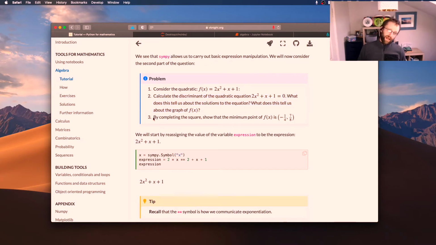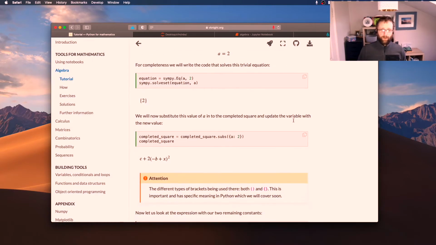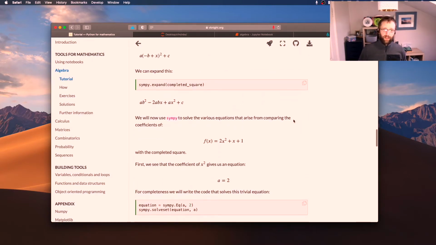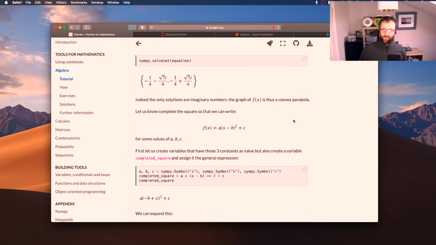Okay? So then the next part of the question is completing the square showed the minimum point of f of x is that. And so what we need to do here is start out by understanding what we mean by completing the square, all right? And a square will be written in this system.